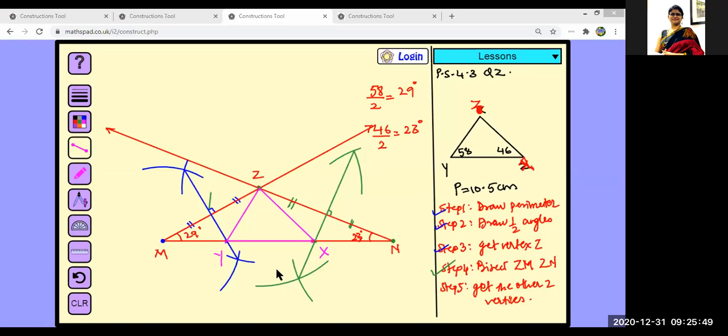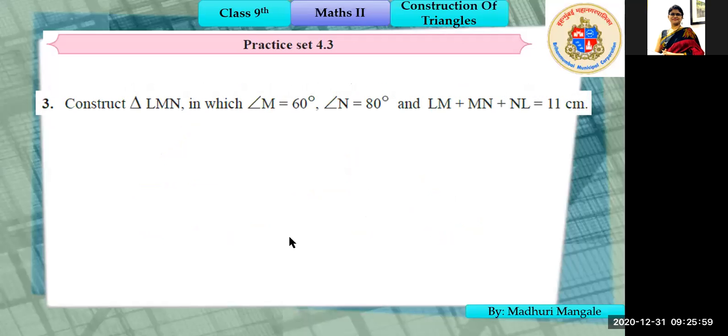I hope you all are ready with the textbook and ready to do the last construction. So there, that is question number 3. We have to construct triangle LMN in which angle M is 60 degrees, angle N is 80 degrees, and the perimeter is given to be 11 centimeters.